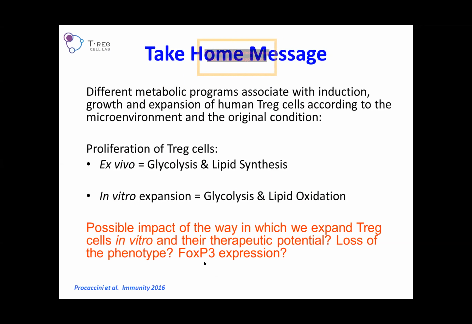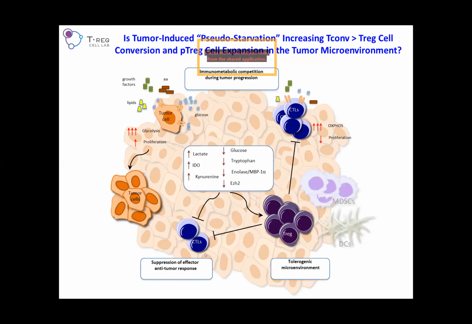And also, don't forget, what is occurring when we have a tumor growing? A growing tumor, just to make an example, basically provides T cells a signal of pseudo-starvation, because it increases the conversion of Tconv into Treg cells. And the signal of pseudo-starvation increases the capacity of the tumor to induce T cell regulation and block anti-tumor responses. Don't forget: a pseudo-starvation tumor signal dampens Tconv cell proliferation, increases conversion towards Treg cells, and increases the capacity of these cells to grow and expand.